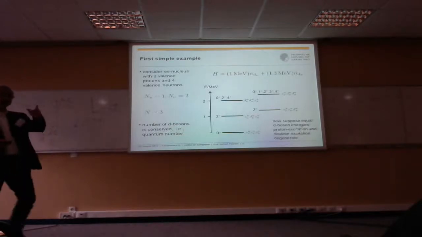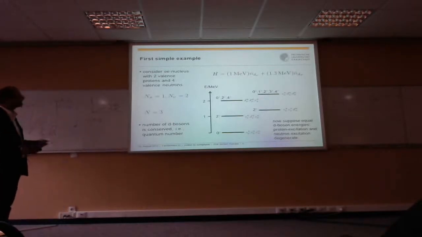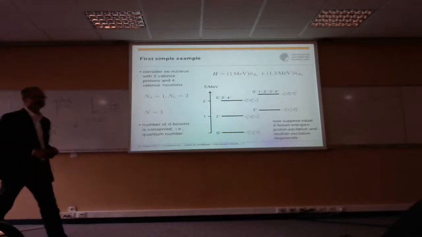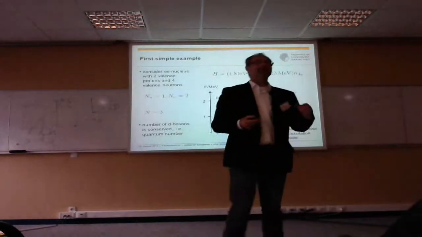And now comes your question about the equal d boson energies. Why have I done it? I have done this just to introduce this example. Now suppose equal d boson energies. Yeah, you were thinking about Coulomb repulsion and they cost more energies. Well, I would put them the other way around.